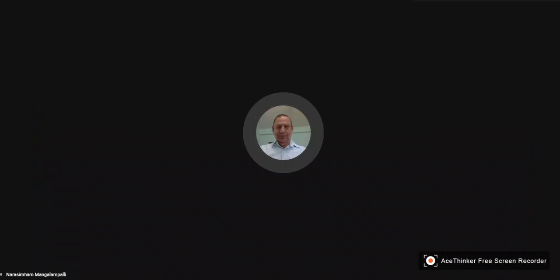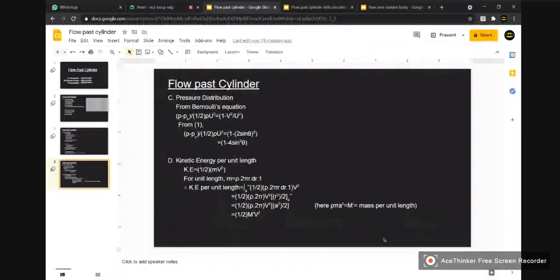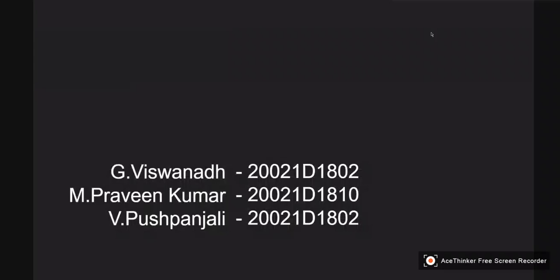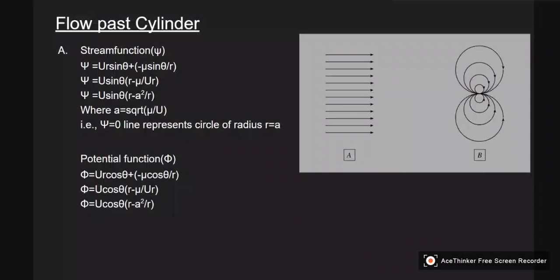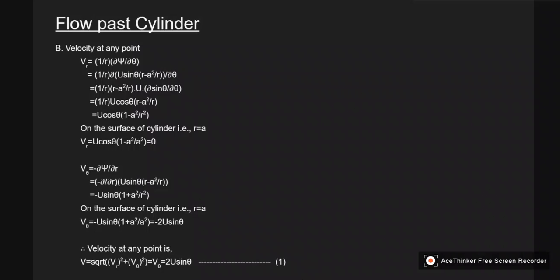Okay, go ahead. I have stopped my presentation. Continue. Half rho pi a square is equal to m dash, sir. V square remaining, sir. Half m dash v square. That's it, sir. What is the m dash? M dash is mass per unit length, sir. Okay. That's kinetic energy per unit length.